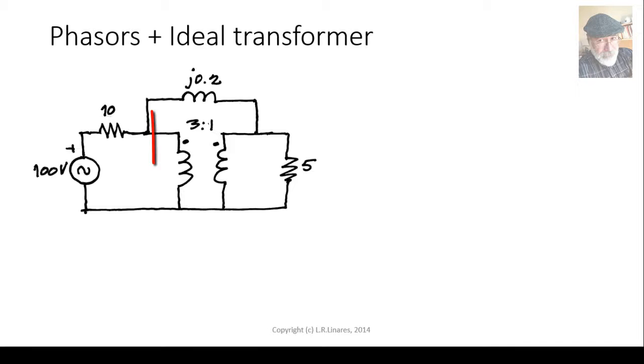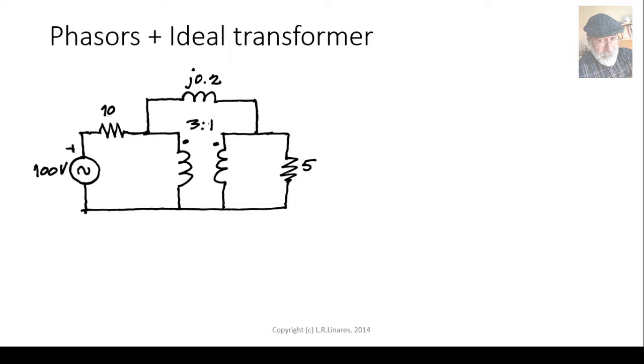That's right, with this exercise. One ideal transformer with a ratio 3:1, and a source and three impedances, 10 ohms, j0.2 ohms and 5 ohms. We need to solve that circuit.